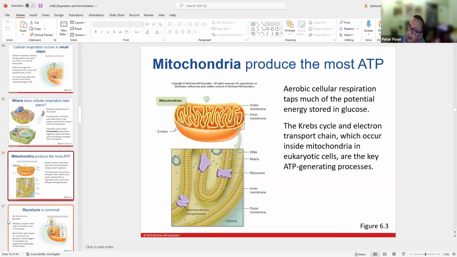Aerobic cellular respiration taps much of the potential stored in glucose. With the electron transport chain and the Krebs cycle, they are the key ATP generating processes. They're not the only ATP generating process, but they are by far the biggest ones. And I'll explain why that's so important in a couple of slides.